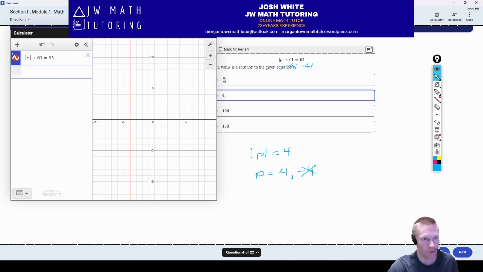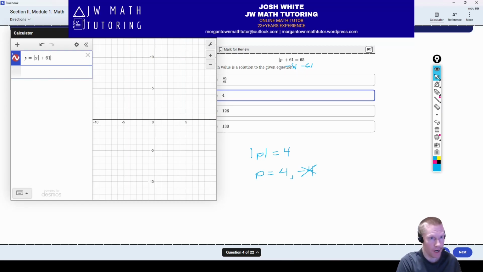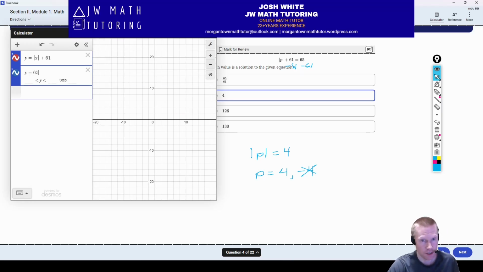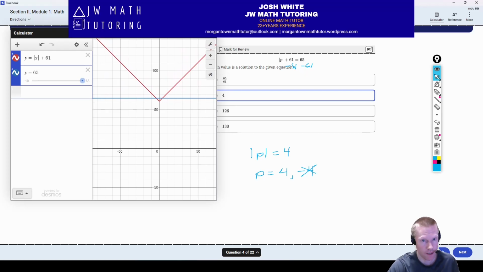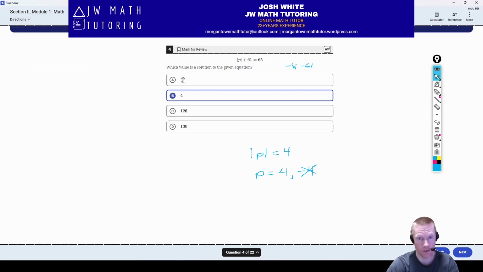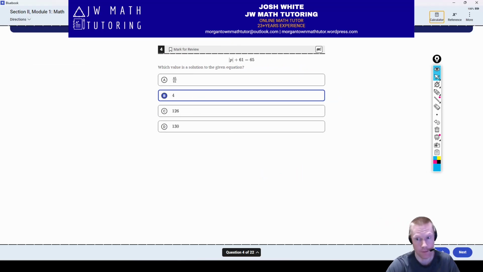But if you weren't sure exactly where they are, then you could do my alternate approach, which is to do y equals left side, y equals right side, and look for the intersections. Now you're going to have to zoom out a little ways, but here it is. The intersections, which are the solutions, are at 4 and negative 4. We only see positive 4. That just confirms the correct answer is letter B.